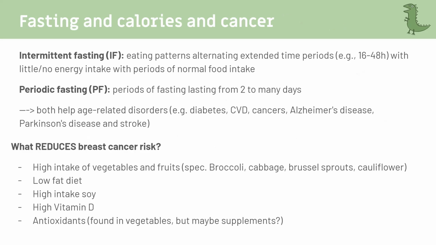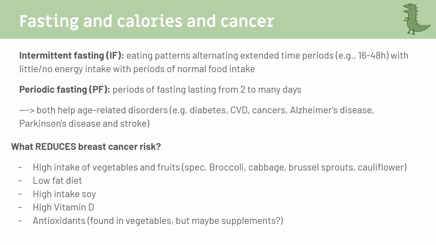He touches a little bit on intermittent fasting and periodic fasting. Pretty much you eat dinner at 8 p.m. and then you wait 16 hours until your next meal. So 16 hours would be like 12, so you eat at 8 and then the next day you eat at 12.